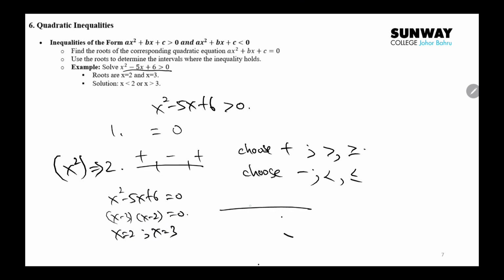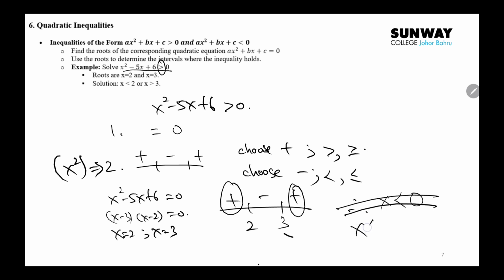Then we can draw the number line. This is plus, minus, plus. So in this case, we see bigger, so we will choose the positive region. Therefore, the region that satisfies it is when x is smaller than 2, or x is bigger than 3, right? Because these are the two regions where the two positive regions sit.